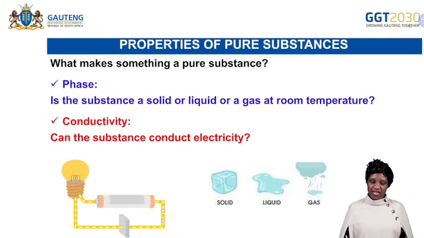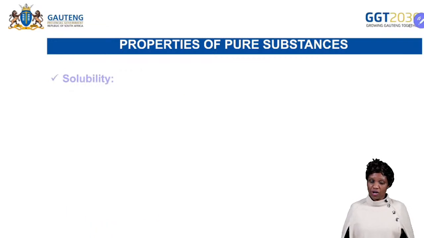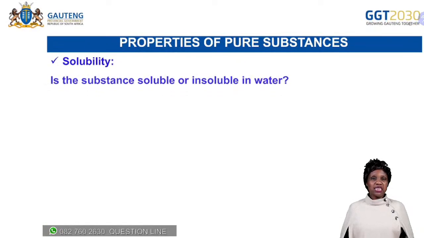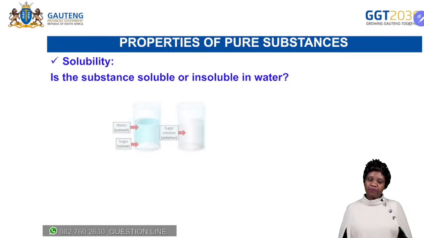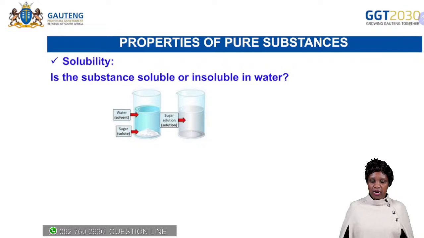And then with the phases, we've got a solid here. We've got an ice cube. It is solid, remember. And then we've got liquid, and then we've got gas. And then conductivity, this can conduct electricity. For example, we've got copper. Copper is a good conductor of what? Of electricity. And then when we look at solubility, this is the substance soluble or insoluble in water.